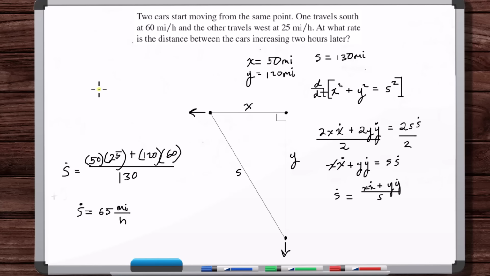Okay, now what if we had used the other method, where you set up a coordinate system? Let's say this is the coordinate system, positive x, positive y. We still draw this same diagram, because this car is traveling to the west and this car is traveling south. We get this same x squared plus y squared is equal to s squared.